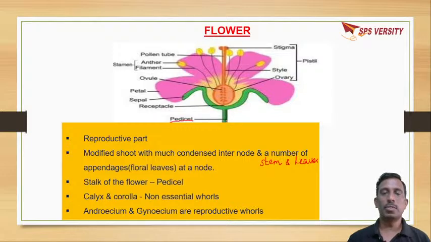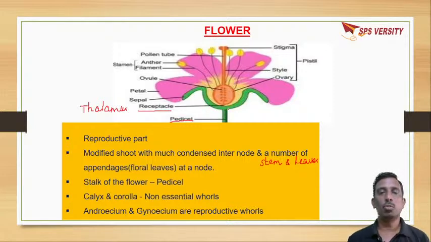So the stalk of the flower is called pedicel. The apex of the pedicel becomes flattened, which is called receptacle. It is also called by another name, that is thalamus.